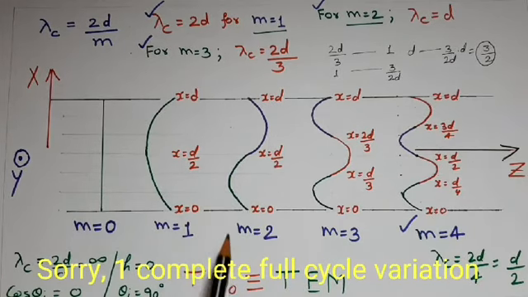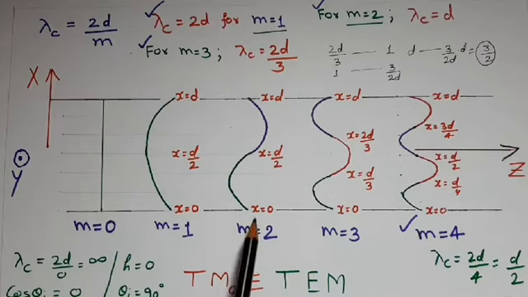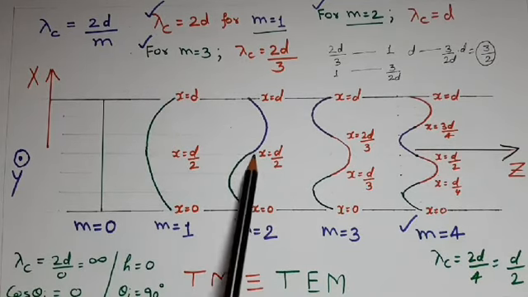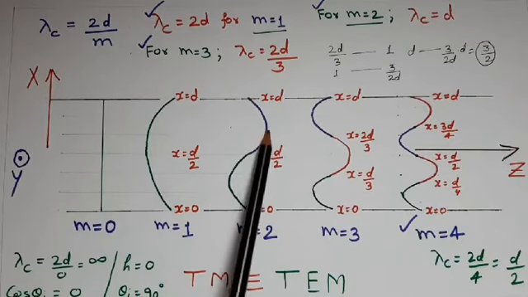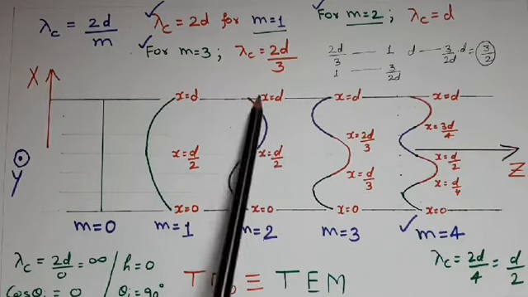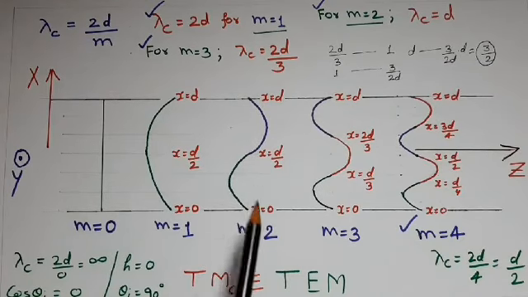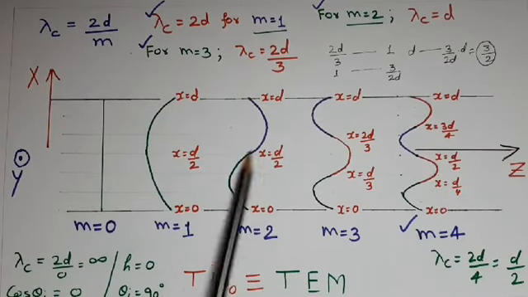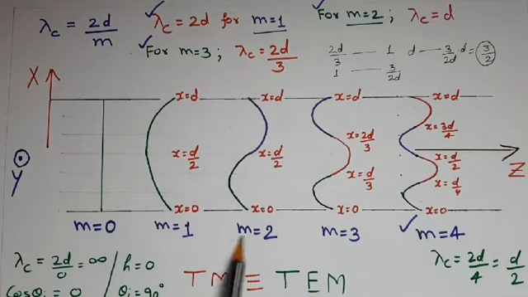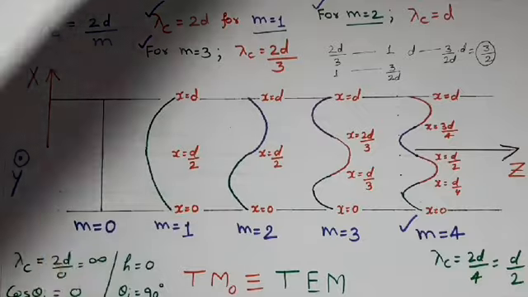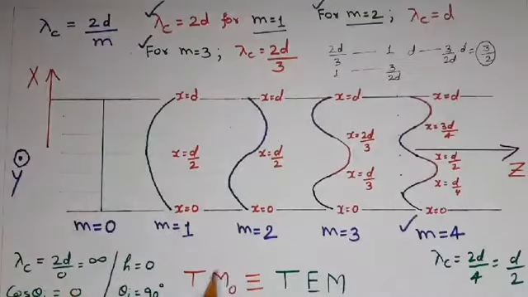Therefore for m equal to 2, the field variation would be such that it is 0 on the first plane, then maximum here, then again 0 in the middle between the planes, then again maximum in the opposite direction, and then 0 on the second plane. So this type of field variation will take place. Remember, this type of field variation will take place if it is a sine function. If the field variation is a cosine function, then instead of 0, it would be maximum on the planes.